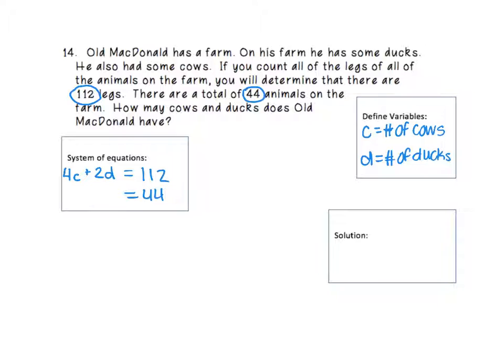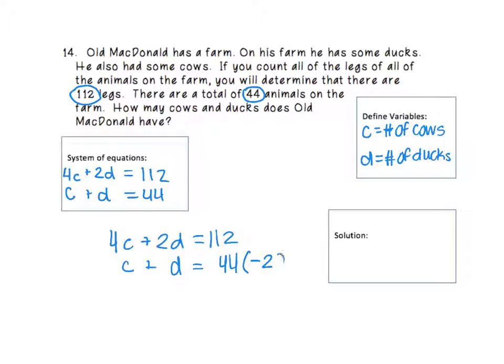And then the last equation, it just says there's a total of that many animals, so you take the number of cows plus the number of ducks is equal to 44. I'm going to copy that problem down here. And I'm going to use elimination, and I'm going to multiply that second equation by a negative 2, because I want to cancel out the D's.